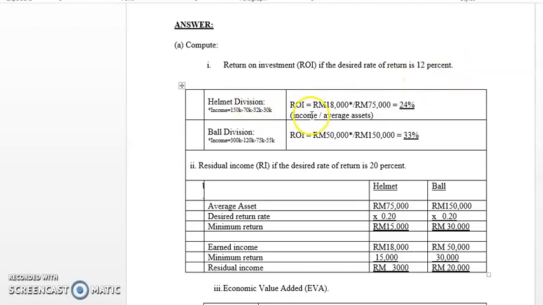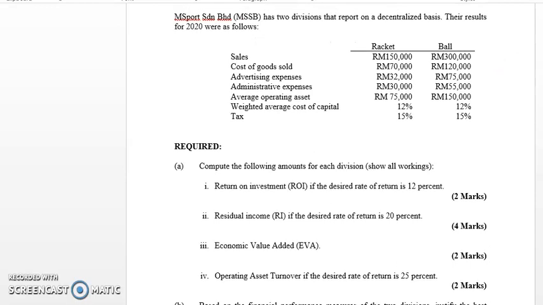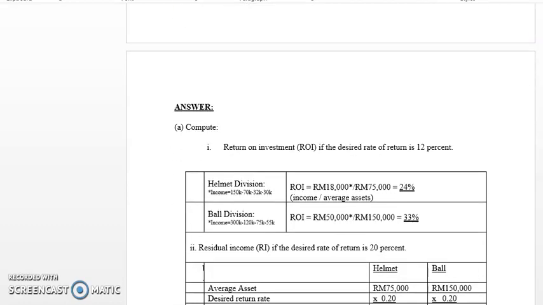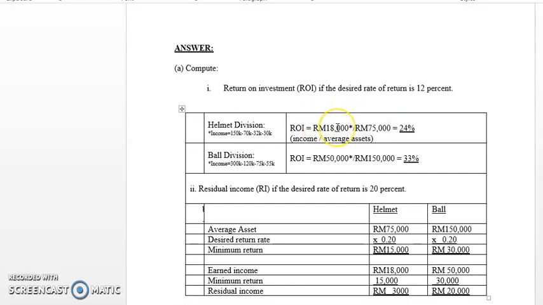For the helmet division, ROI is 18K over 75K. We got 24%. That is income over average asset. How did we get 18K? 150 minus 70 minus 32 and minus 30. So we got 18. Same goes with the ball division. The income over average assets, and I got 33%.